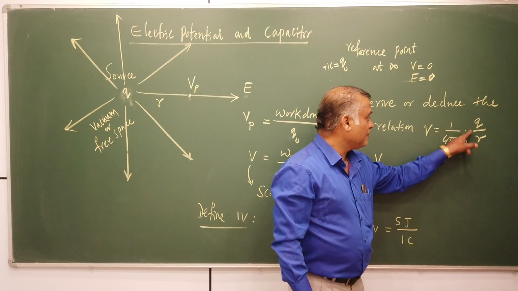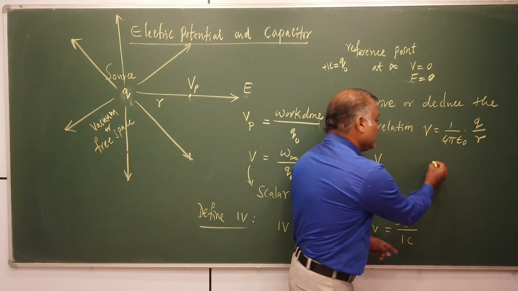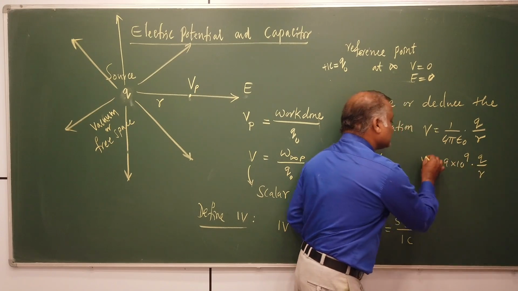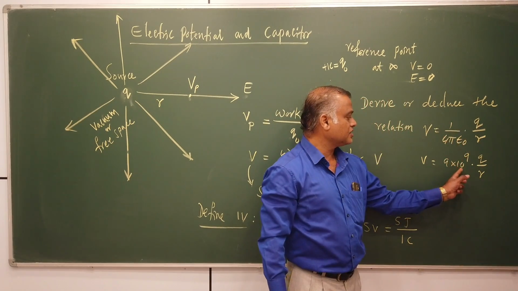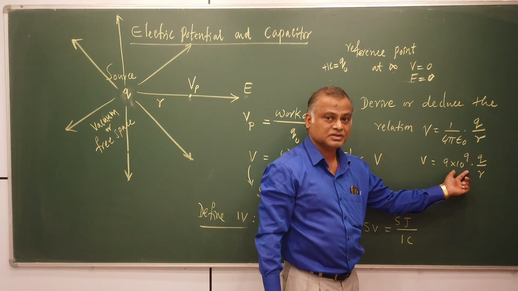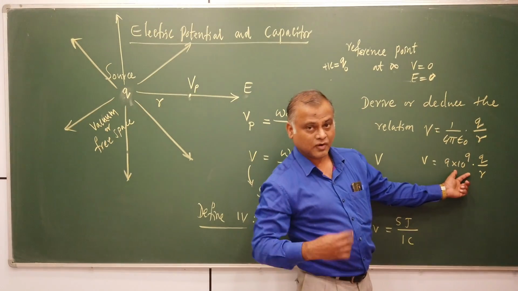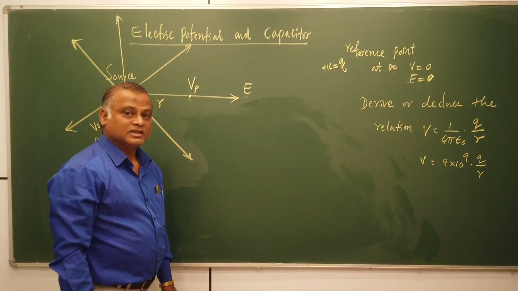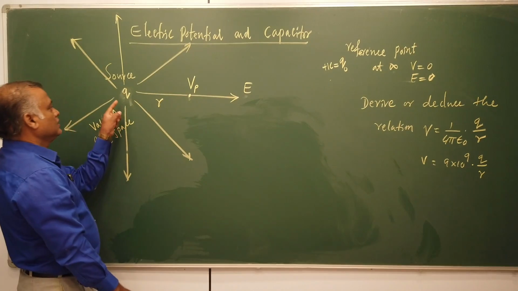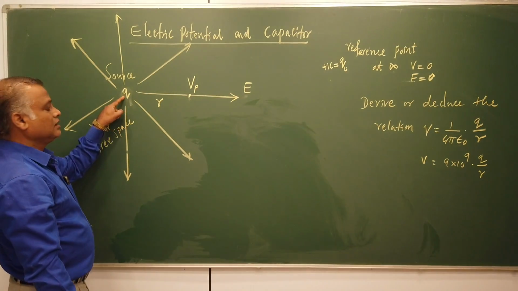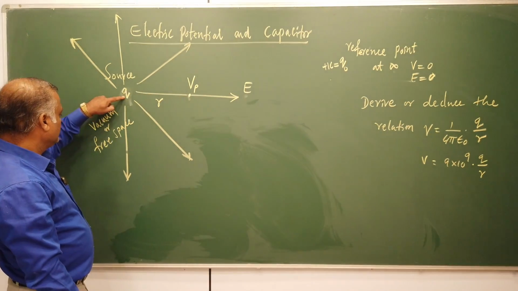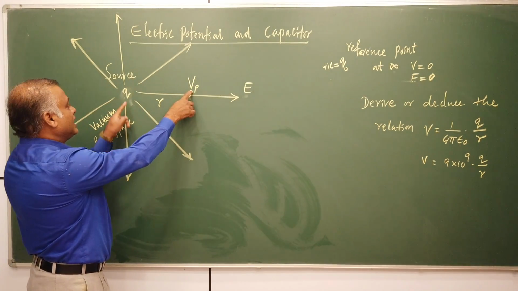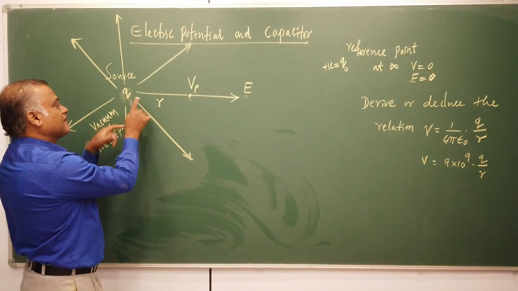The value of 1 by 4 pi epsilon naught is 9 × 10^9. You already practiced this value. 1 by 4 pi epsilon naught is 9 × 10^9. While doing problems, let us apply this. Before doing problems, let us see how this formula can be derived. To start with the derivation, let Q be the point source placed in free space. P be a point at a distance r from the point charge.